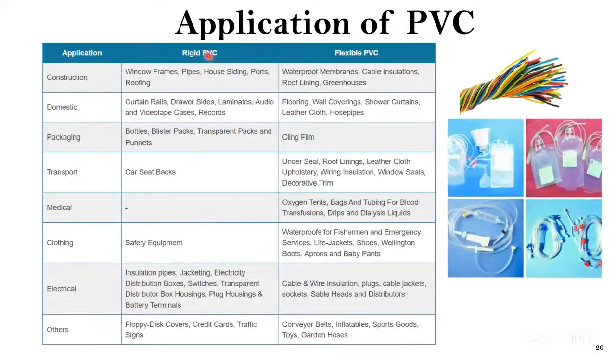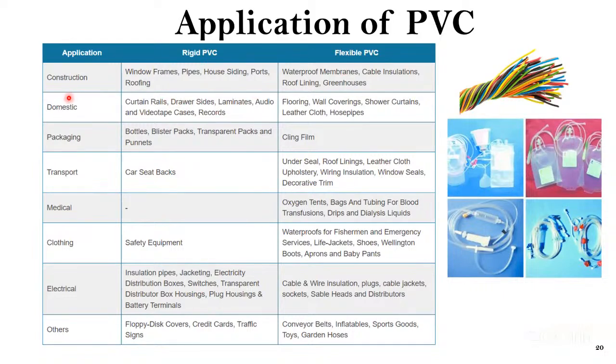So this rigid PVC and flexible PVC: in construction, window frames, that we have window frames, and very flexible in nature, so that is made up of your rigid PVC. Pipes, housings, siding, ports, and roofing, for that you need your rigid PVC. Waterproof membrane, cable insulation, roof lining, greenhouses. For the preparation of greenhouses or poly houses, they use this flexible PVC membrane.